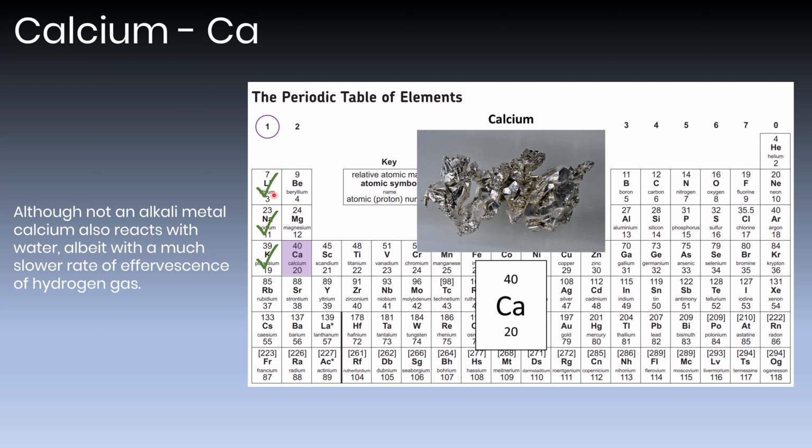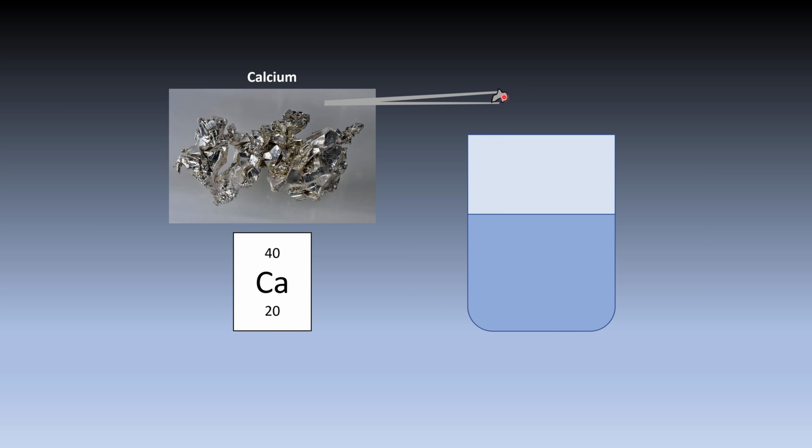Now, calcium's not an alkali metal, but it will react with water, albeit with a much slower rate of effervescence of hydrogen gas, so the gas is going to be bubbling off of it much slower. Let's have a look at this reaction. We're going to drop the piece of calcium into a beaker of water.